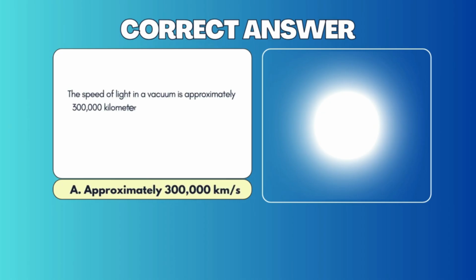The correct answer is A. Approximately 300,000 kilometers per second. The speed of light in a vacuum is approximately 300,000 kilometers per second, making it the fastest known speed in the universe.